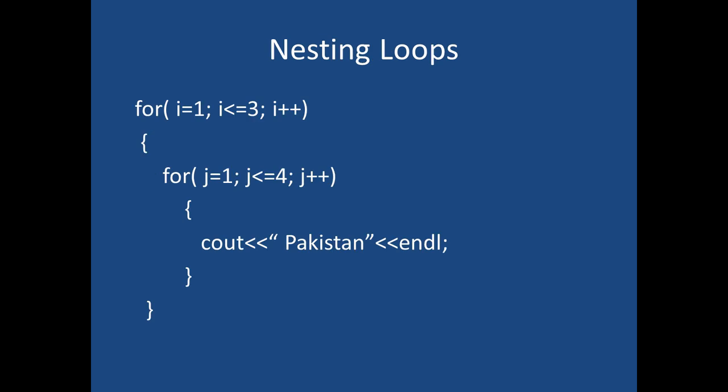Let's have an example. Over here we have two loops. First loop is placed using variable I, and the second loop is placed using j. This is called outer loop, and this one is called inner loop. Outer loop and inner loop.